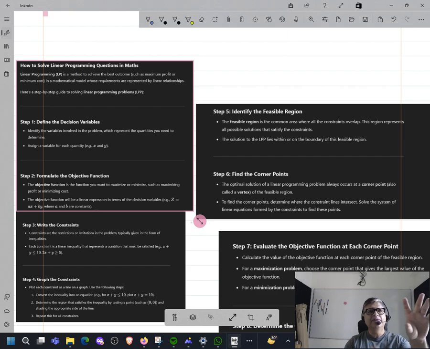So first step, create the decision variables, identify them. Second step, write that function which needs optimization. That's your goal, the best outcome you need: cost, least; profit, maximum. Next step, write the constraints.